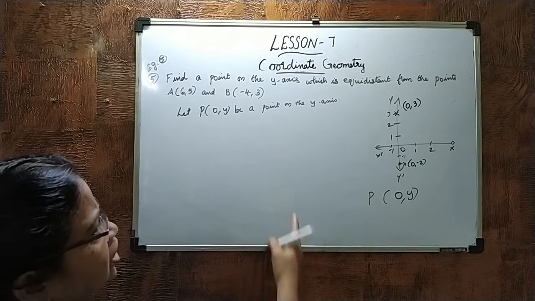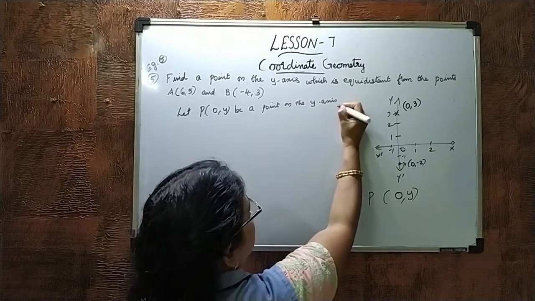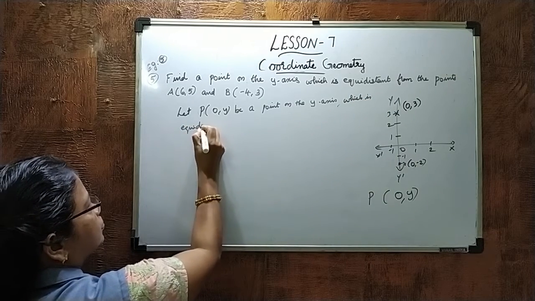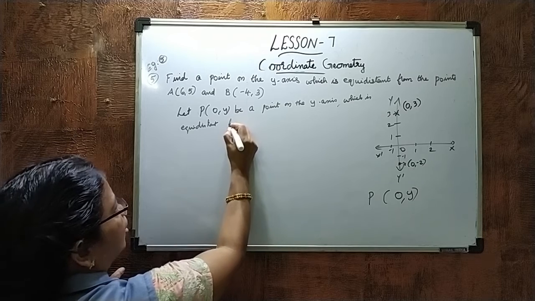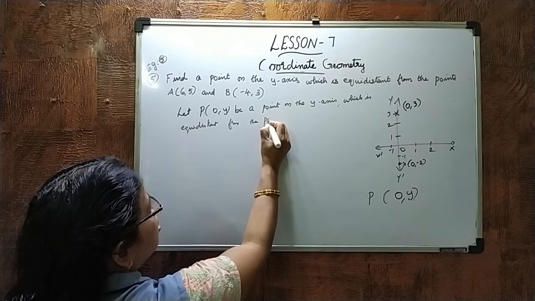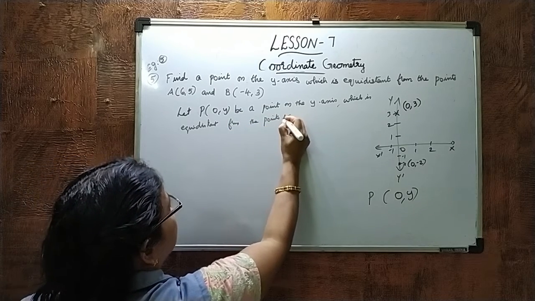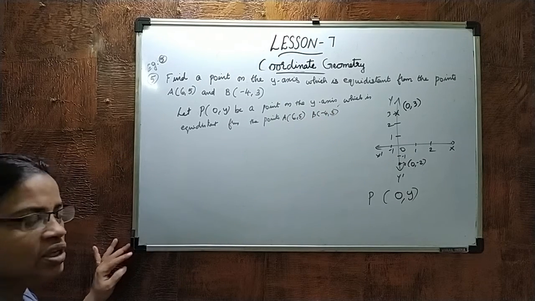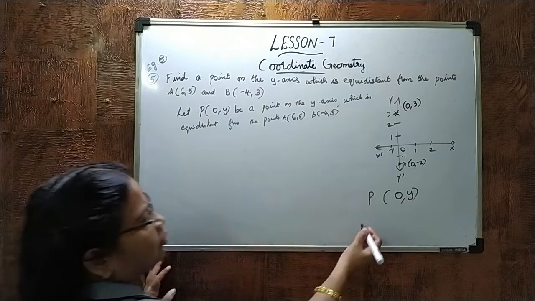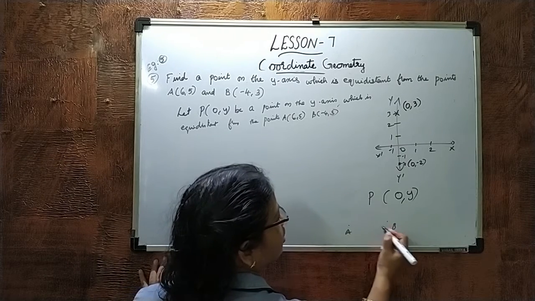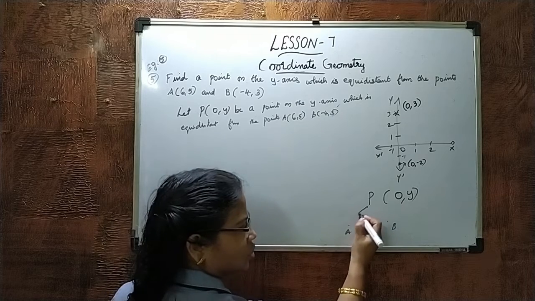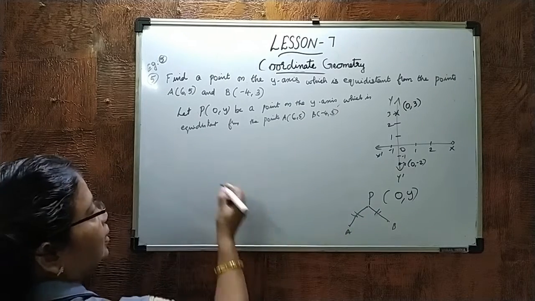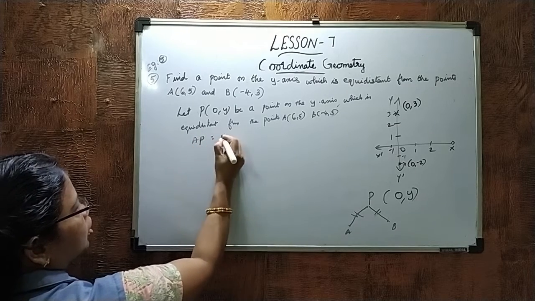Now what is the next step? It is equidistant from the points A(6, 5) and B(negative 4, 3). What is the meaning of that? Here P is there, A is there, B is there. So here it will be equidistant. So AP will be equal to BP. That means AP should be equal to BP.